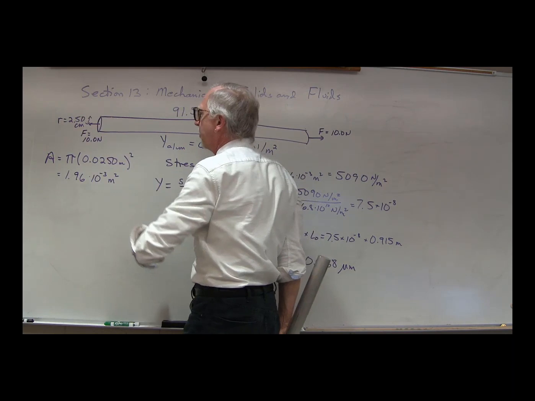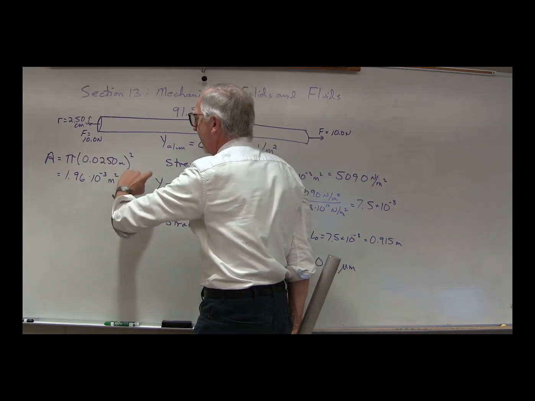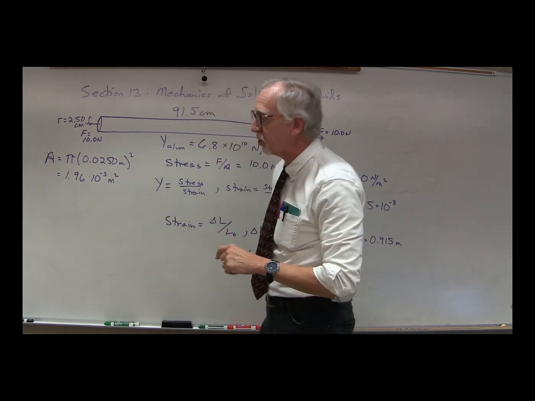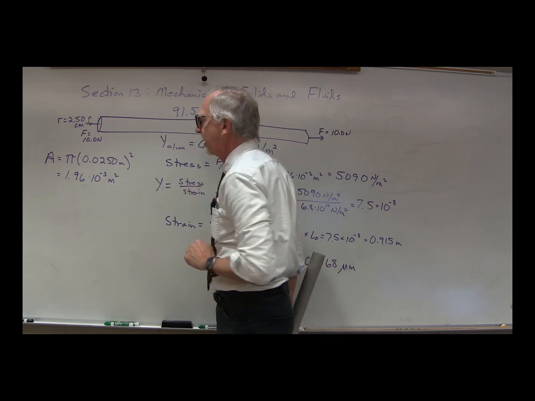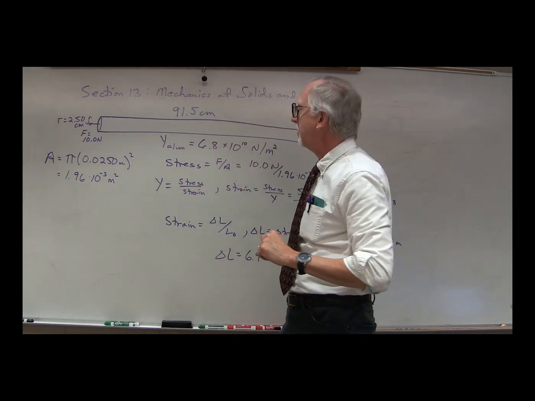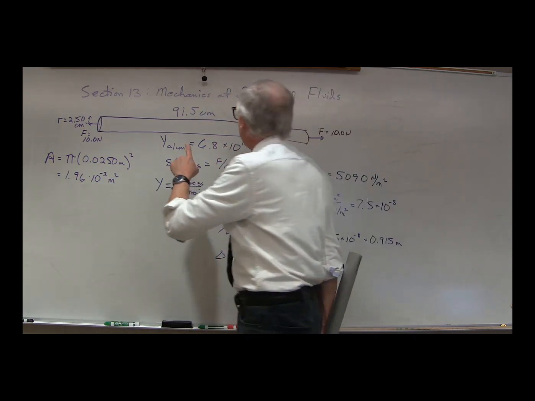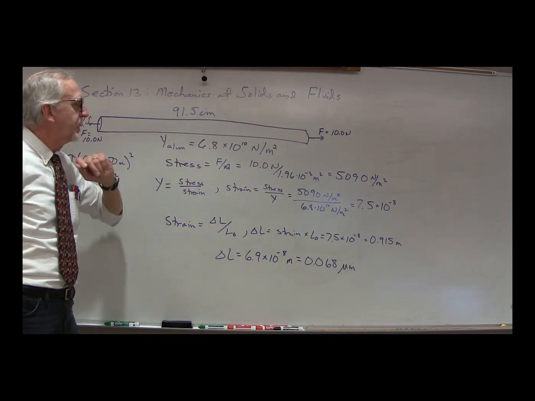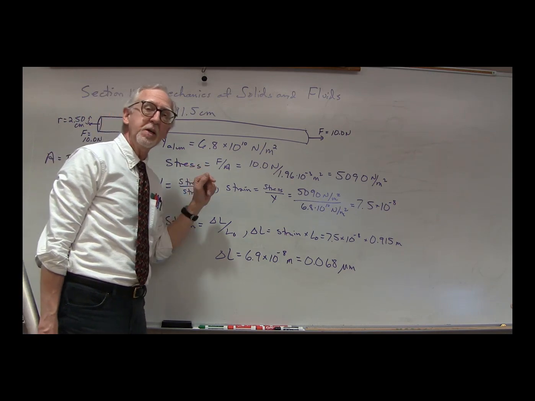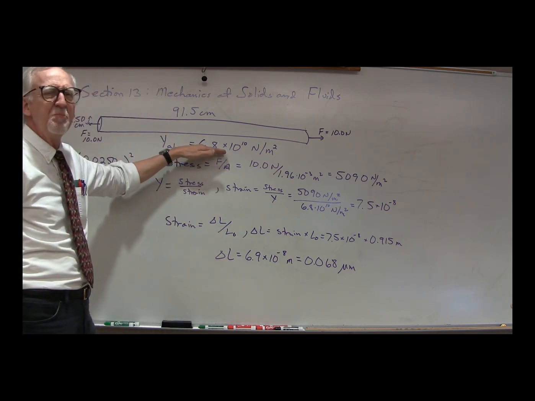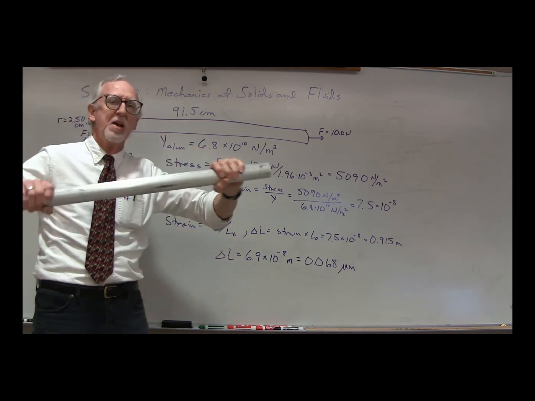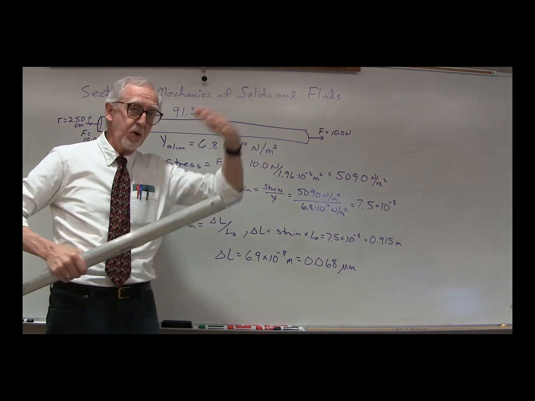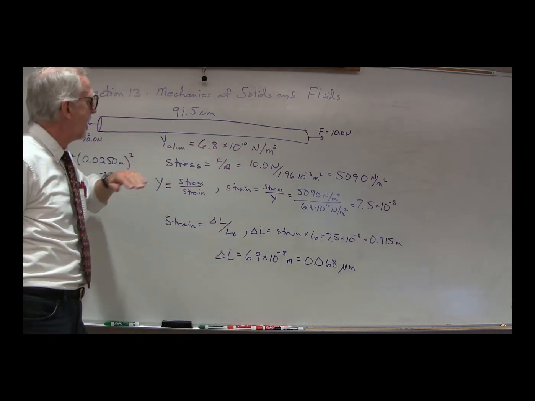The area of a circle is pi r squared. So pi times 0.0250 squared is an area of 1.96 times 10 to the minus 3 square meters. The bar is aluminum, so it's got a Young's modulus of about 6.8 times 10 to the 10th newtons per meter squared. Notice that's a big number. It would take a whole lot of force to stretch this if you had a square meter of it.